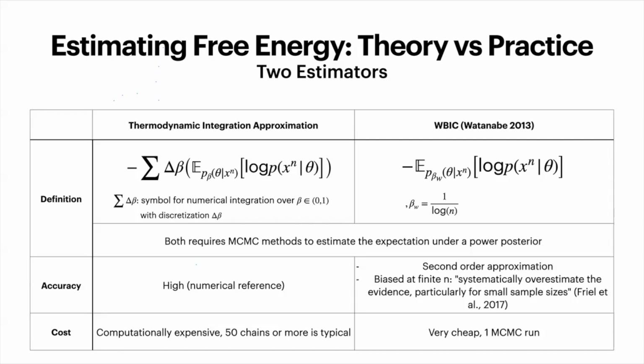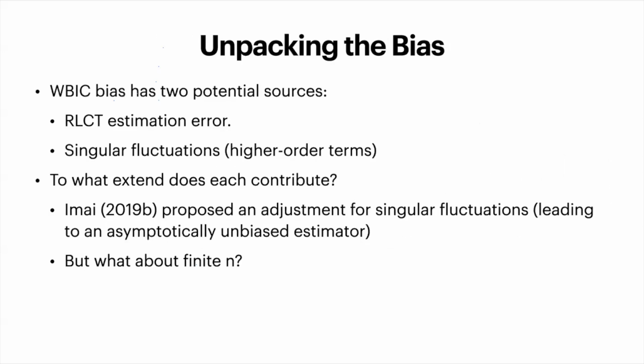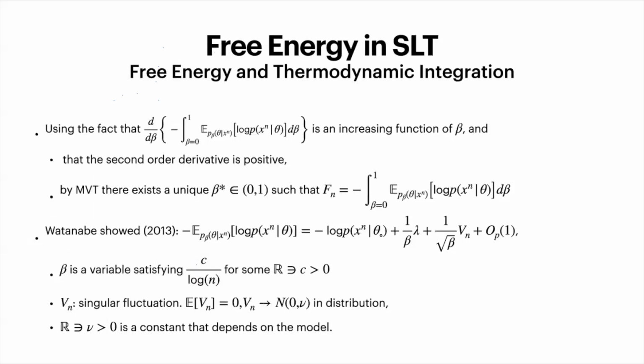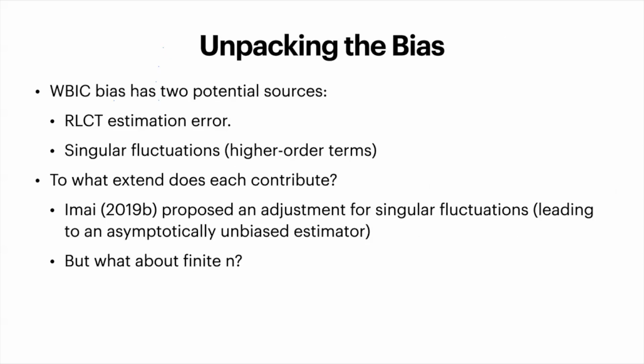But WBIC has been systematically shown to have some bias, especially in small sample regimes for some models. That raises the question of how good WBIC can be for model selection when you have a small sample. This motivated some of the talk, so let's unpack the bias for a second. From the expansion here, we can see that there are two important terms: the RLCT term, 1 over beta times lambda, and the singular fluctuation term, which is 1 over root beta times the singular fluctuation quantity.